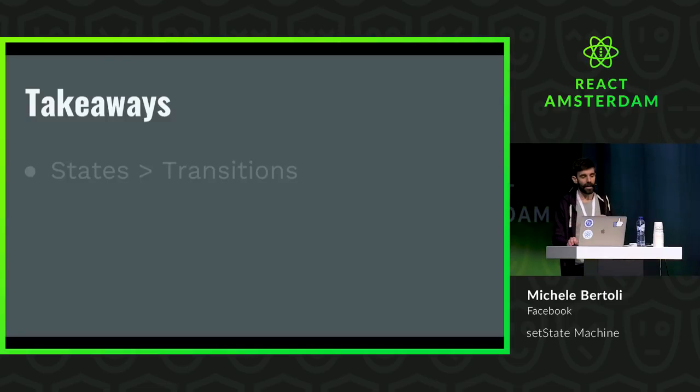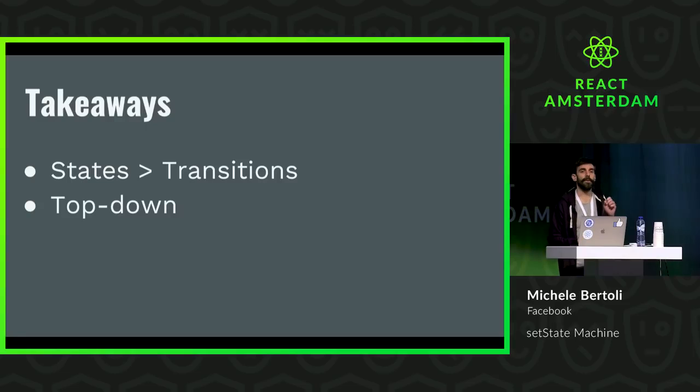Takeaways. Think about states more than transitions. If you use Redux, for example, you tend to think about actions, so you think about all the different actions that mutate your state. While with state charts, you think more about the different states that your component can have. You can call them modes, and then you just connect them with transitions. And this helps quite a lot.